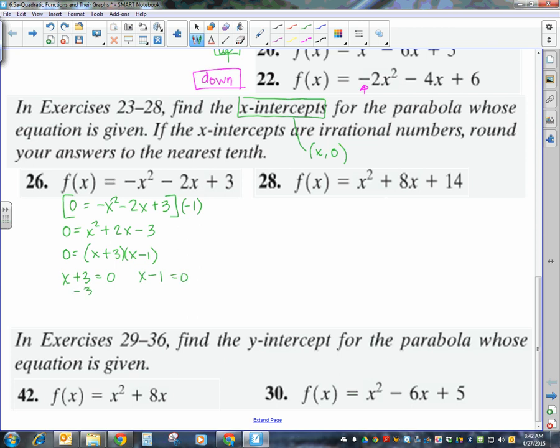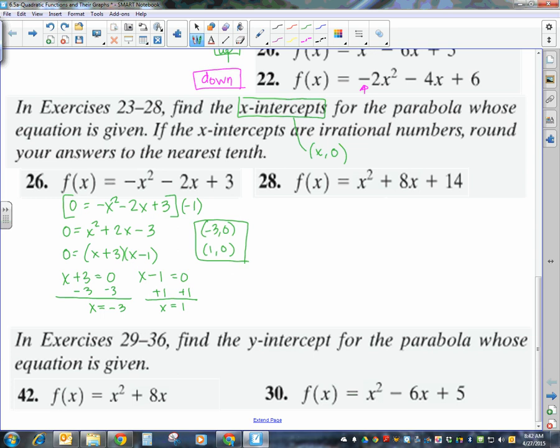Then I'm going to subtract 3 here, giving me x equals -3. And then I'm going to add 1 here, and that gives me x equal to 1. So my x-intercepts, I would like for you to write them as a point. So -3, 0, and 1, 0. Those are my x-intercepts.